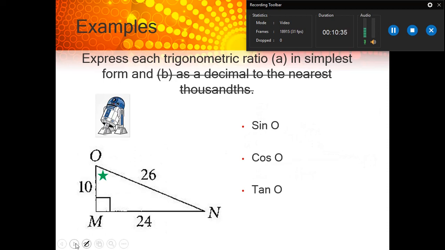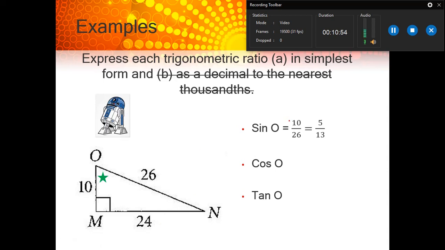We're going to switch our location. We're now located in angle O. So we're going to go through. 24 is now opposite, and 10 is now adjacent. So sine, opposite over hypotenuse. 24/26. Oh, and it looks like I messed that up. 24/26. This is 12/13.